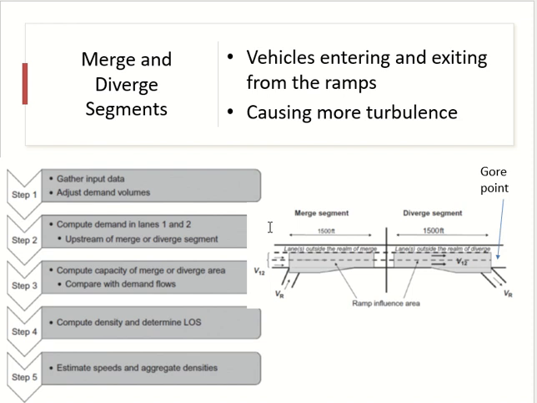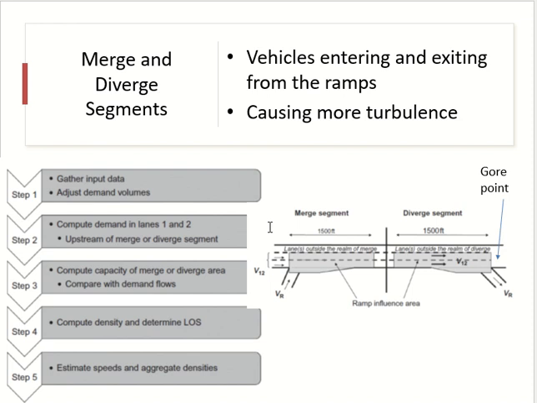Freeways don't have intersections. They have what? Ramps. So the area or the segment which has a ramp can either be a merge segment or a diverge segment. Merge means what? Entering. So it's an on ramp and you are entering the flow, and diverge means it's an off ramp and you are exiting the flow.